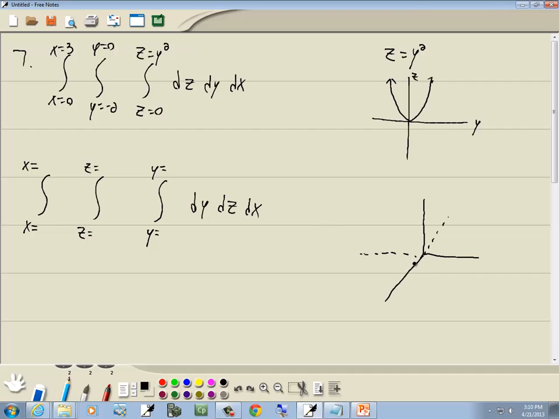X is equal to 0 to x is equal to 3. This is our x-axis, so x is equal to 3. Y is equal to 0 to y is equal to negative 2. This is our y-axis, and this is, of course, our z-axis. Now, x equals 0 to x equals 3.